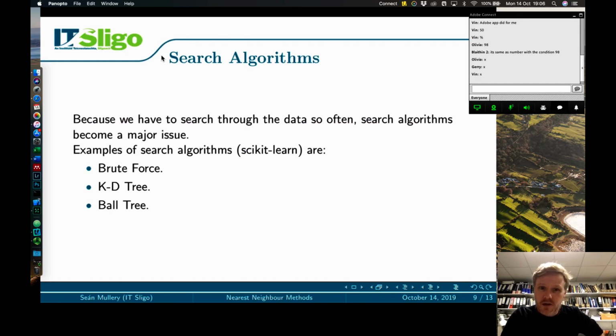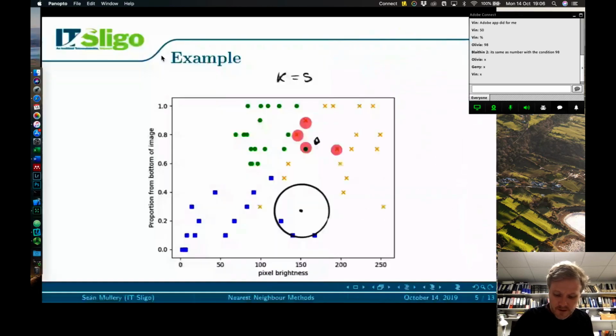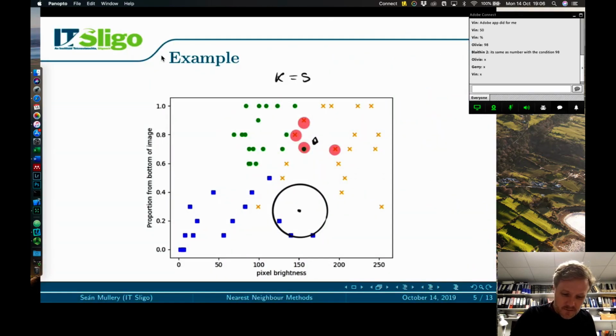Examples of search algorithms, and Scikit-learn makes use of these: you can use brute force, which is I'm going to check every bit of data. If we go back to our example here, I have a new piece of data, and I'm going to check absolutely every sample. I'm going to include all of those and then say, actually, they're not the nearest neighbours. So I'm going to take k nearest neighbours, but I've checked every sample just to be sure.